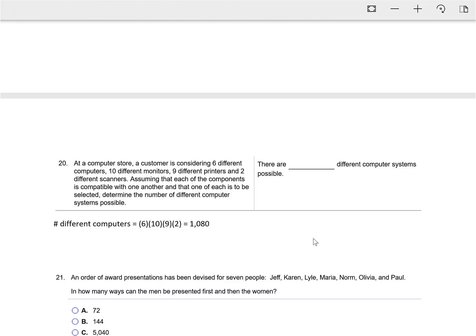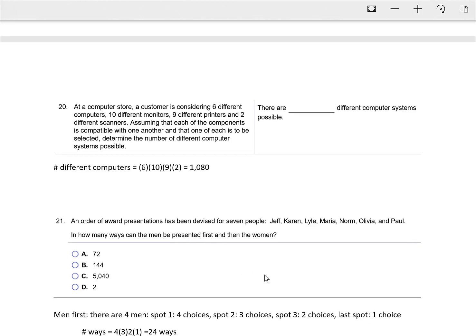Here's a counting principle problem. At a computer store, a customer is considering 6 different computers, 10 different monitors, 9 different printers, and 2 different scanners. Assuming each component is compatible with one another and that one of each is to be selected, determine the number of different computer systems. So we're simply going to multiply 6 times 10 times 9 times 2, and we get 1,080.